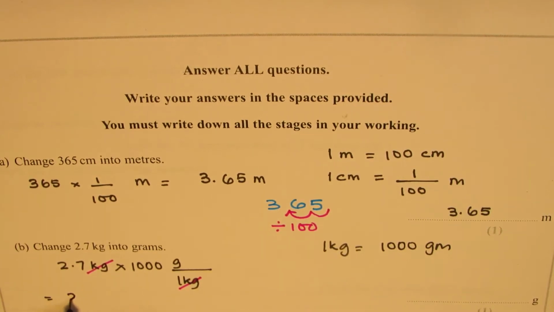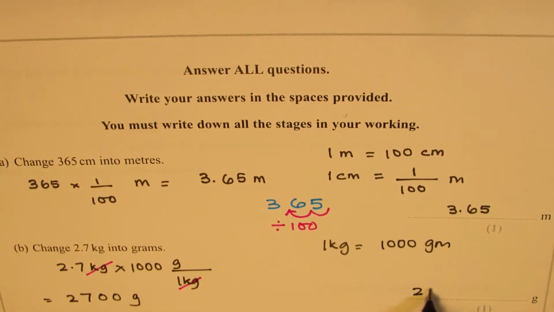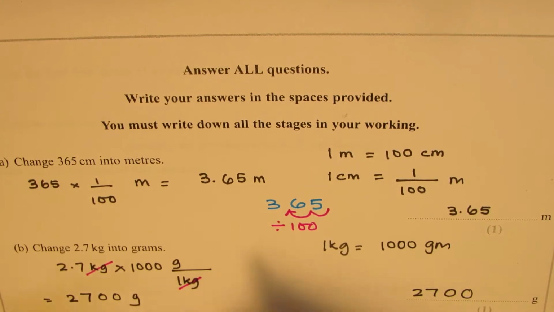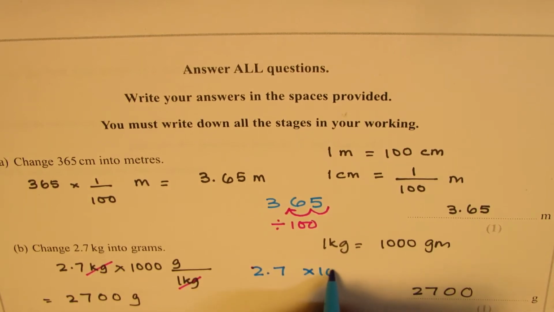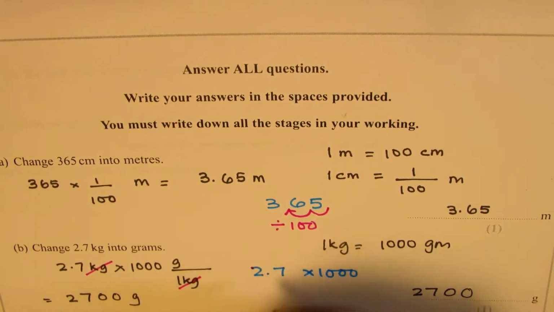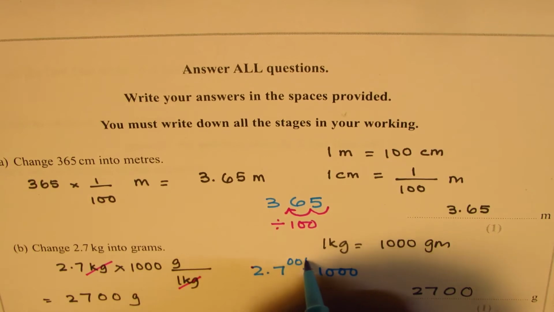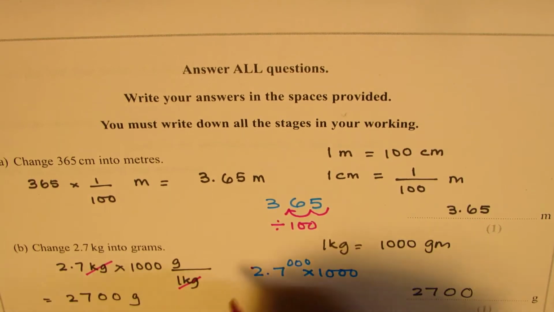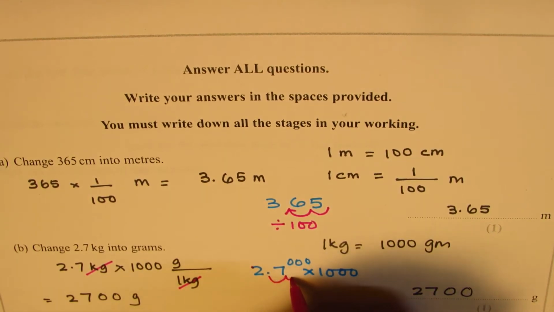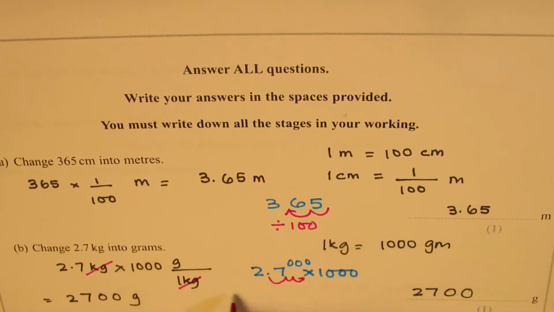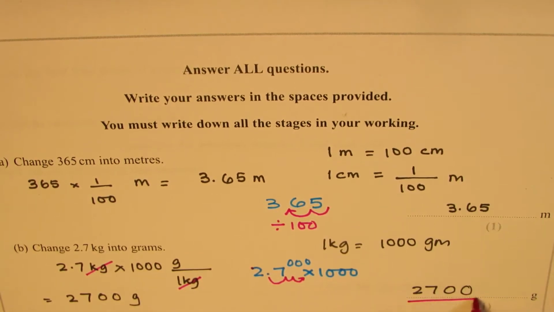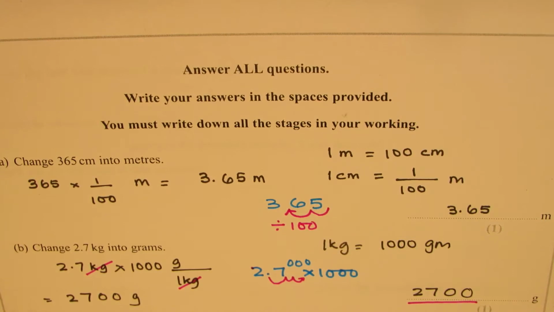So we get this as 2700 grams. So the concept again, we have 2.7 kg, right? When we times by 1000, basically what we do is we just add some zeros and move the decimal 1, 2 and 3 places, correct? So that is how we get our answer, 2700. Clear?